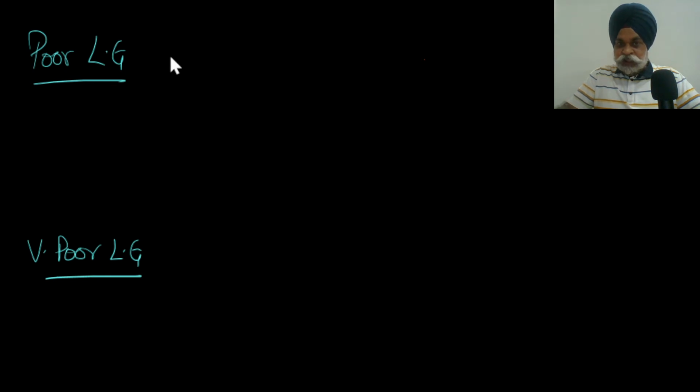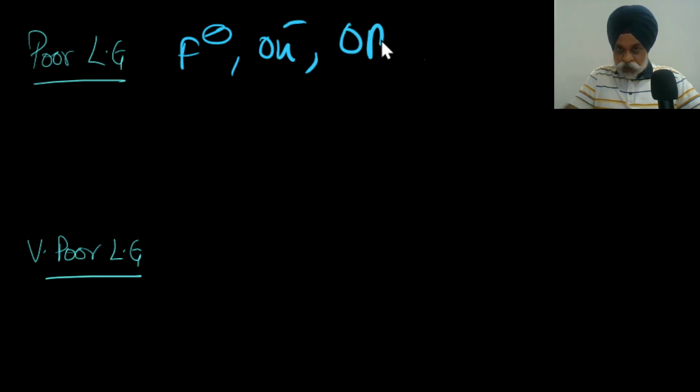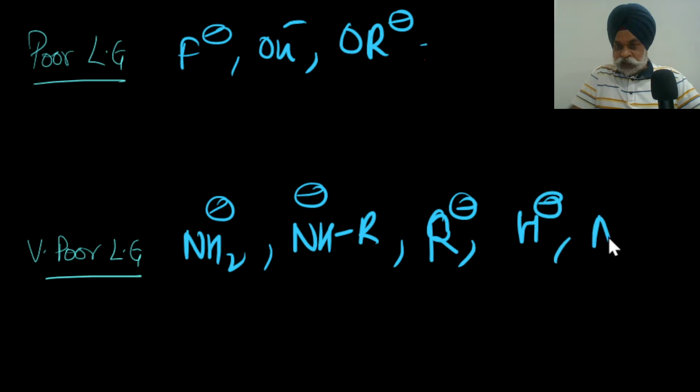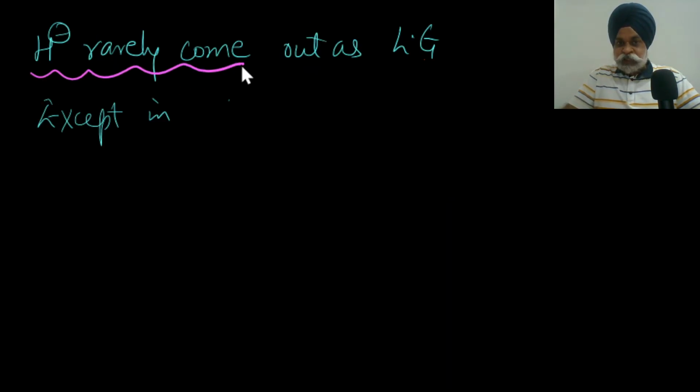Similarly, poor leaving groups would be considered as F negative, OH negative, OR negative. In fact, these are strongly basic. And very poor leaving groups are amide or substituted amide or carbanion R negative, or H negative or Ar negative. These are considered to be very poor leaving groups. So these are the list of some of the things, and at times you would also see H negative written somewhere as a leaving group.